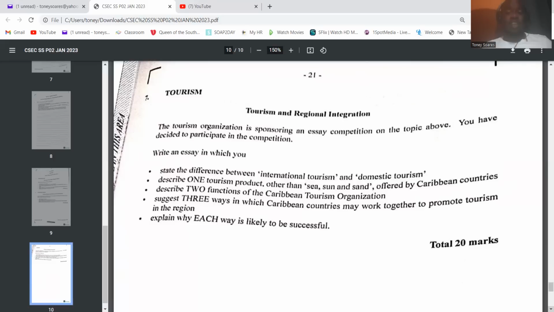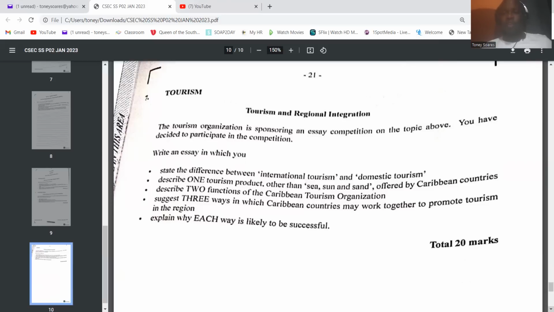All right, international tourism is where a tourist moves from their home country to visit a tourist destination outside of their geographical area, right? For example, somebody going from Jamaica to London to visit. So they're spending more than 24 hours, but less than a year.